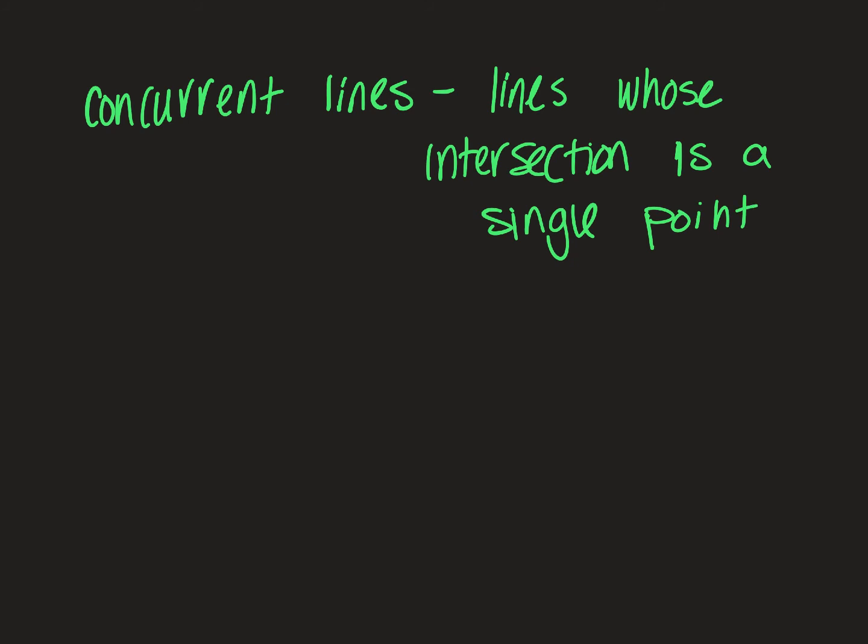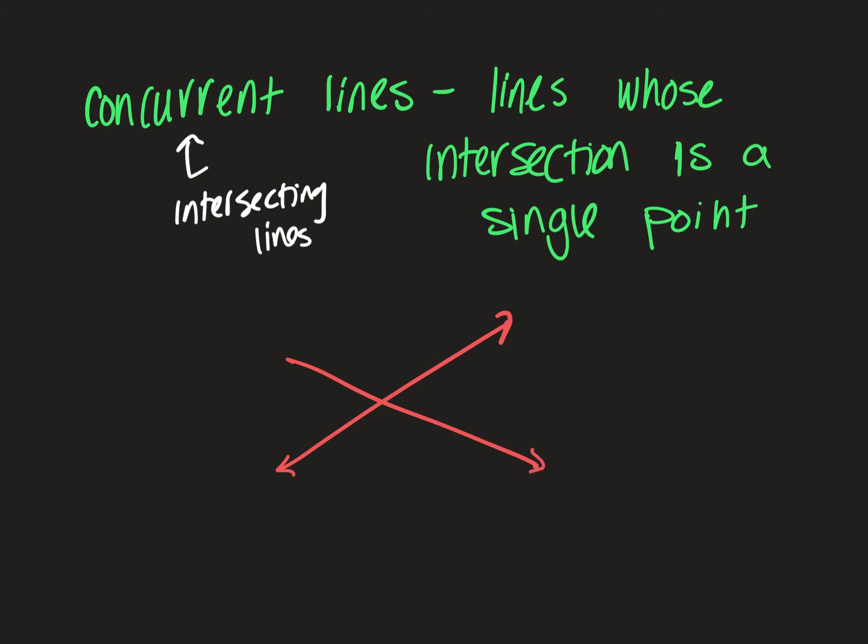Right, so basically concurrent lines is just another word for intersecting lines. Right, so I'm going to just kind of put a note there. Right, so that means if we have two lines, they're going to intersect each other, but it just means that their intersection is just one singular point. Right. And as we'll learn later, lines can only intersect at one point.